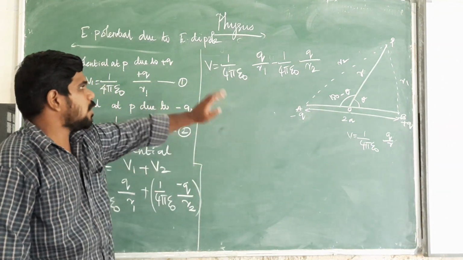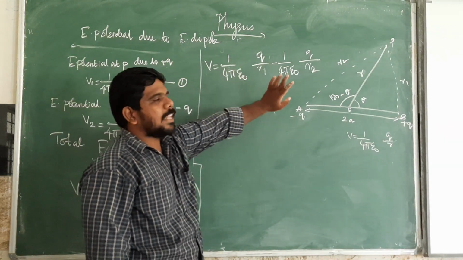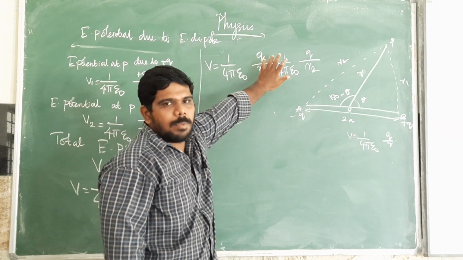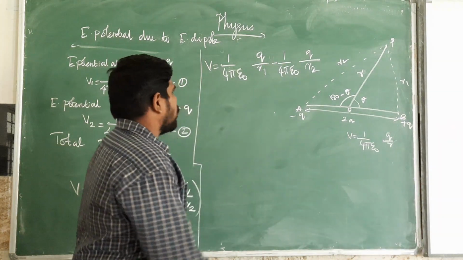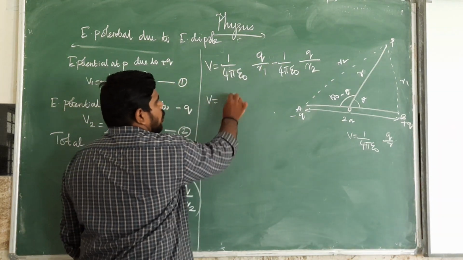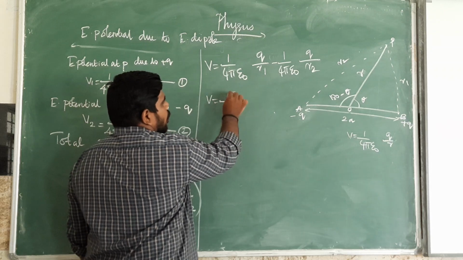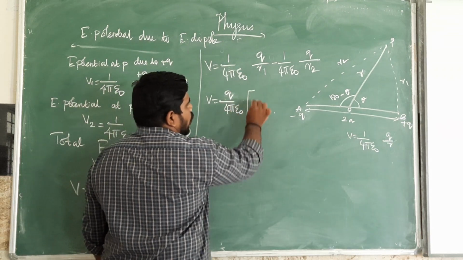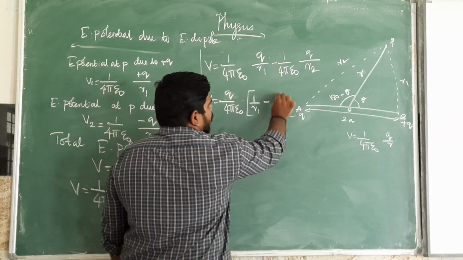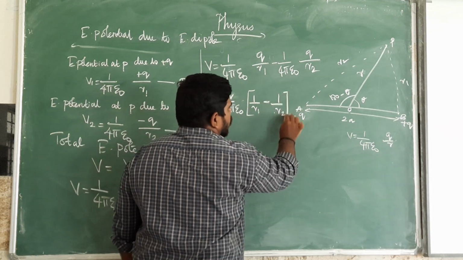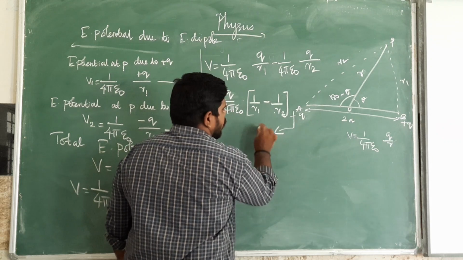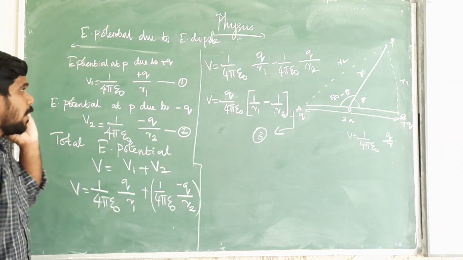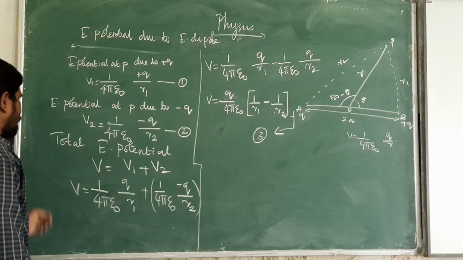From this, which terms are common? 1 by 4 pi epsilon 0 is common, and q is common. If you take them outside, we get V is equal to q by 4 pi epsilon 0 into 1 by r1 minus 1 by r2. This is considered as equation number 3. Okay, clear?